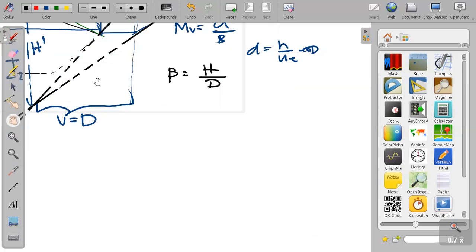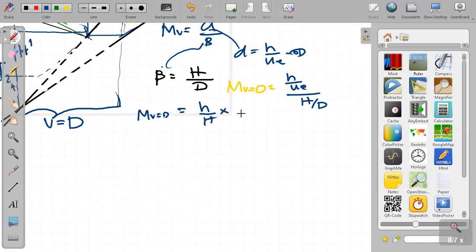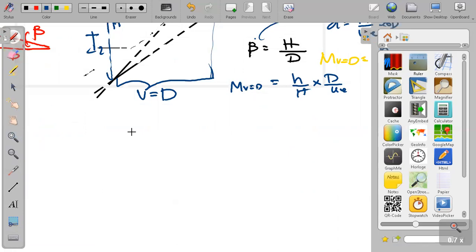Now my equation is going to be, when you substitute these values, M at D equals H over UE divided by H over D. Now this is very weird. When I just rearrange, you will get something like this: h over capital H times D over UE. Now the h over H ratio, image height over object height, is the magnification. This is the magnification of the objective. This is the magnification of the eyepiece. Can you understand? But these are in terms of heights.